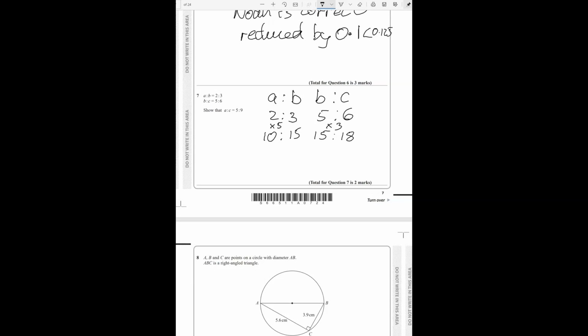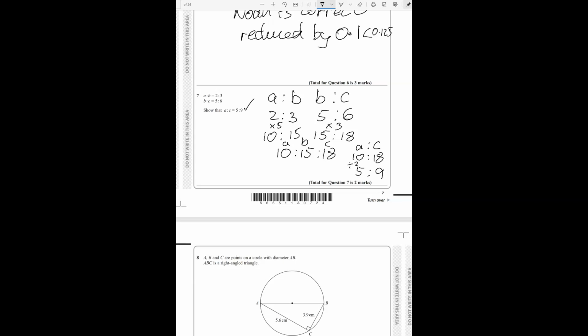And I times these by 3, I have 15 to 18. So now our ratio can be written as 10 to 15 to 18, which is basically A, B, C. If we take out A and C, we've got 10 to 18, so we half them both, 5 to 9. So divide by 2. And then we got 5 to 9, which is what we wanted.